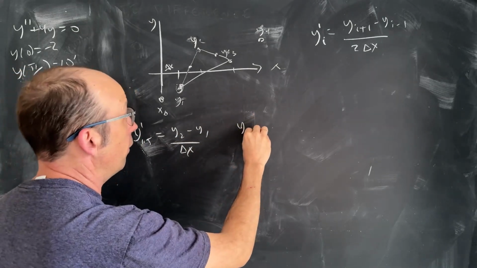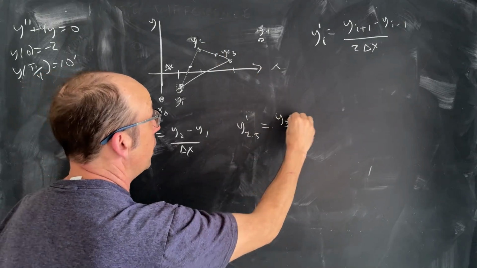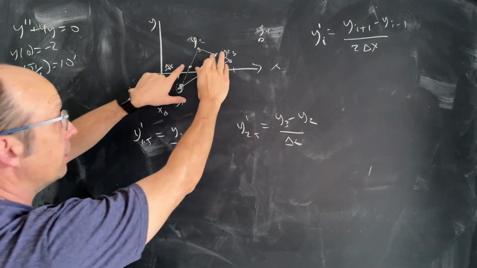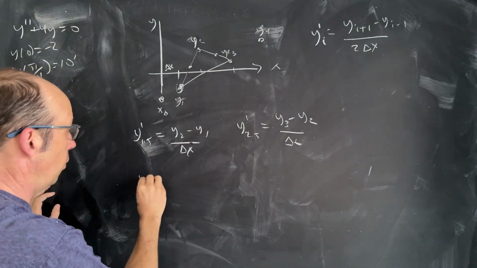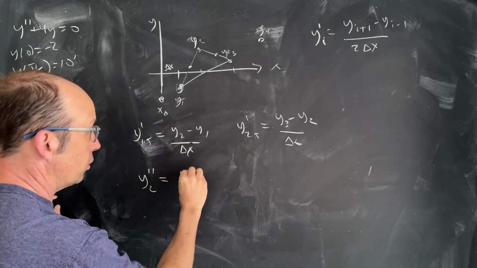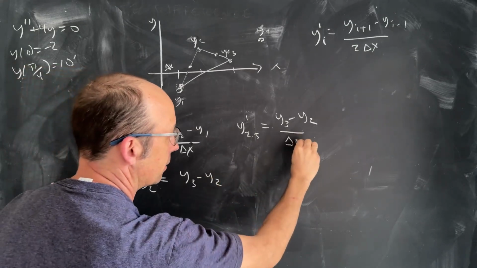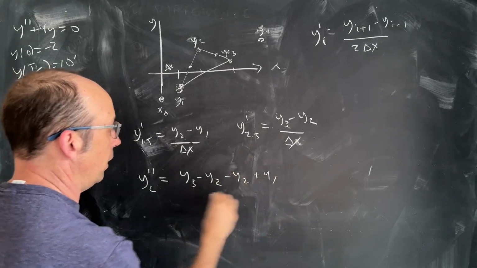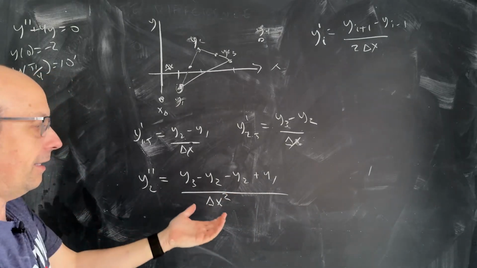And then y of 2.5 prime is going to be the slope there, which is y3 minus y2 over delta x. Now when I find the slope of the slopes, the difference between these two is delta x. So I can take the difference between these. So I get y2 double prime is going to be equal to this. So y3 minus y2, and it's all over delta x. That's a delta x. This minus that, so it's going to be minus y2 plus y1, all of that over delta x squared. And you'll notice that that works out really nice, right?